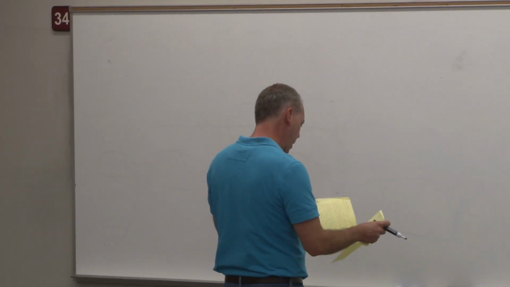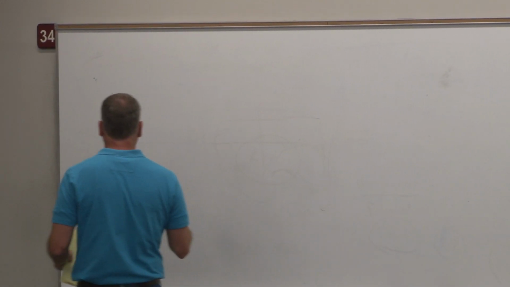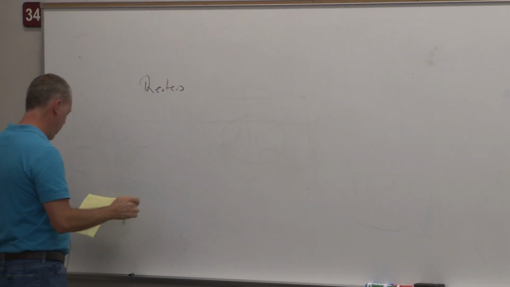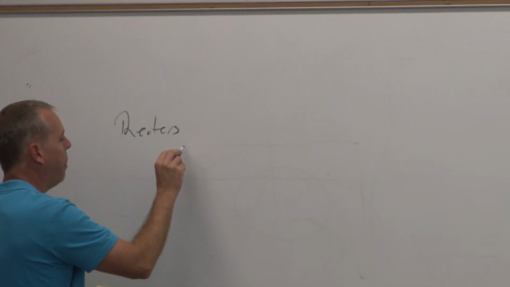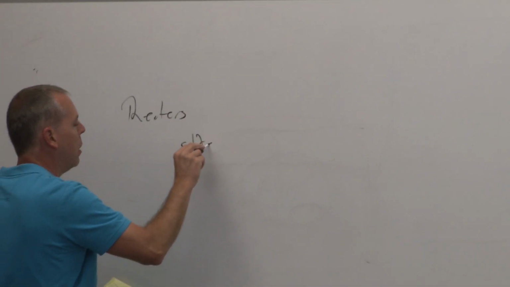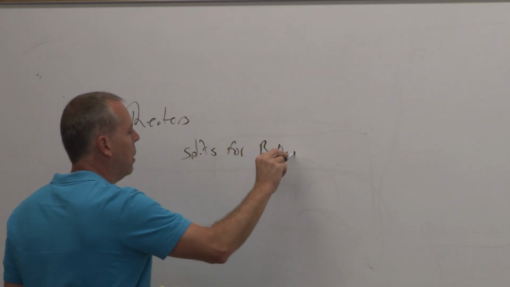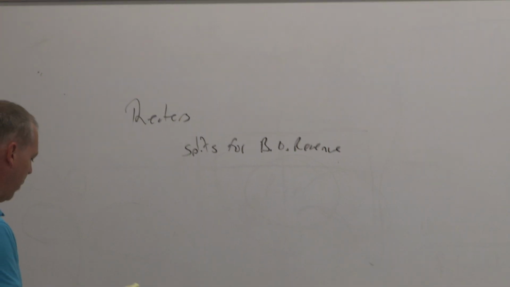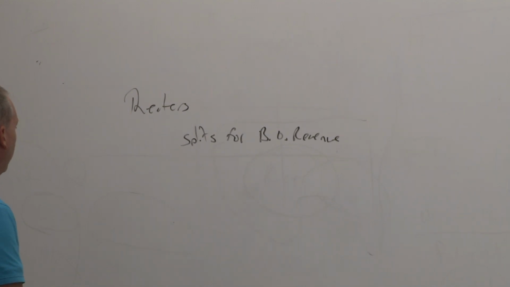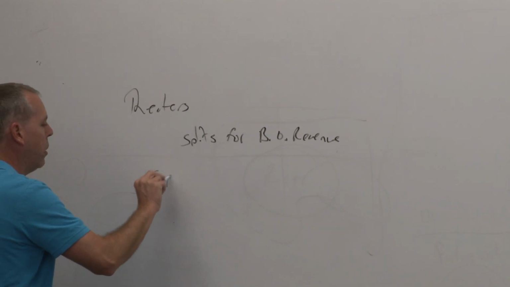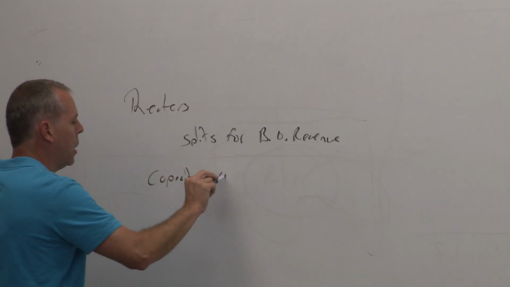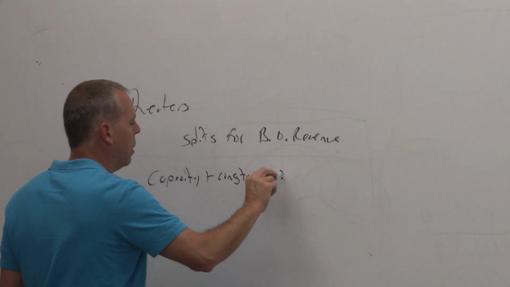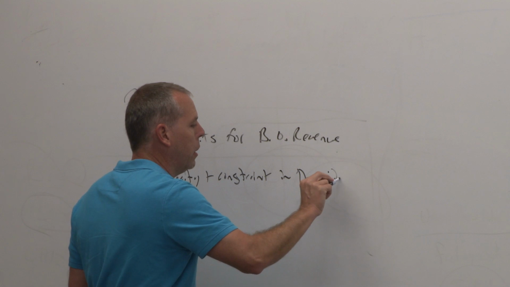So what we had been looking at was this idea of the theaters, and in essence how they had splits for box office revenue. So let's continue along on that idea, where we're looking at this idea of capacity and constraint in the industry.